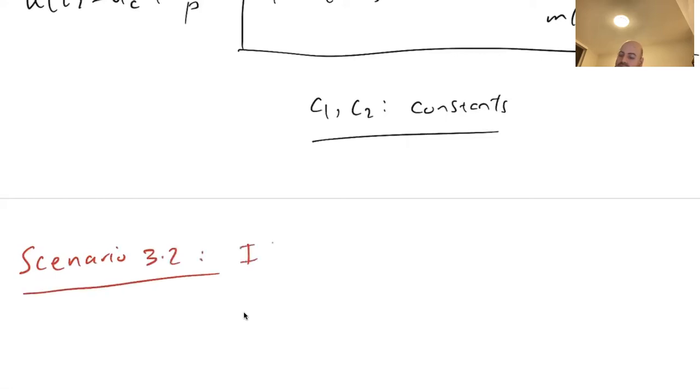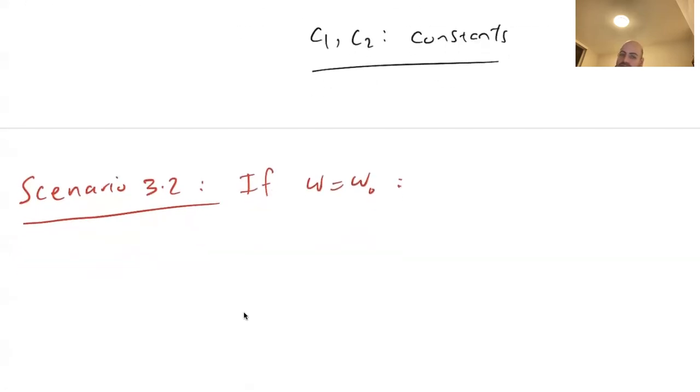If omega is equal to omega naught. Again, let's write down our ODE again. It was mu double prime plus ku equals F0 times cos omega t, but omega is equal to omega naught, so F0 times cos omega naught t.